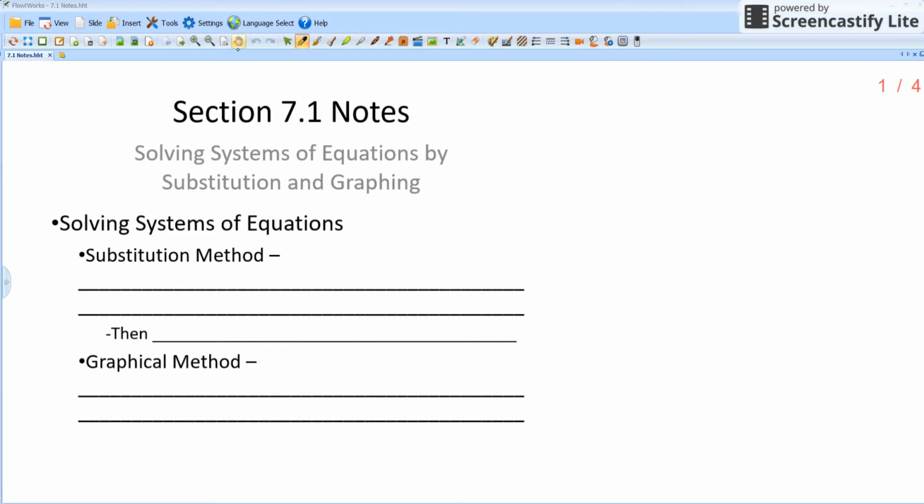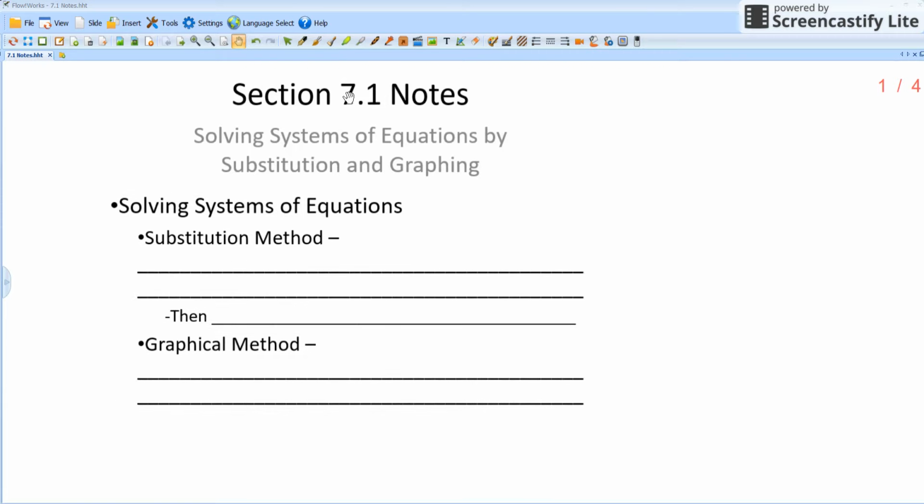All right, welcome to section 7.1. In 7.1 notes, what we're going to be talking about is solving systems of equations by substitution and by graphing. Throughout the chapter, what we're really just working with is systems of equations. Today, specifically, we need to make sure that we are able to solve by substitution.